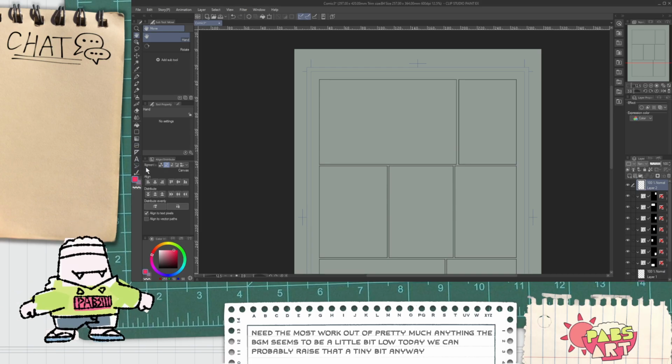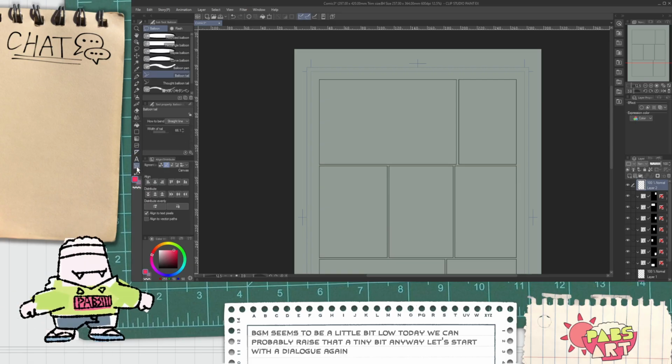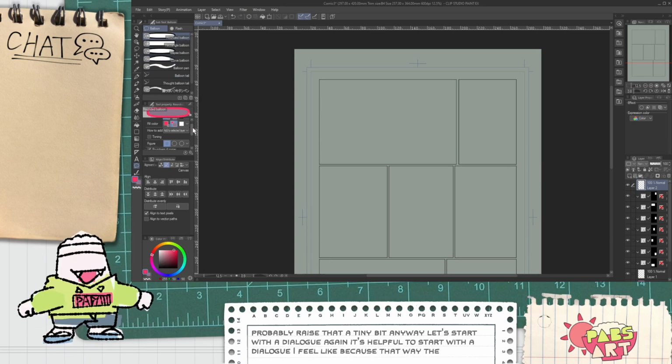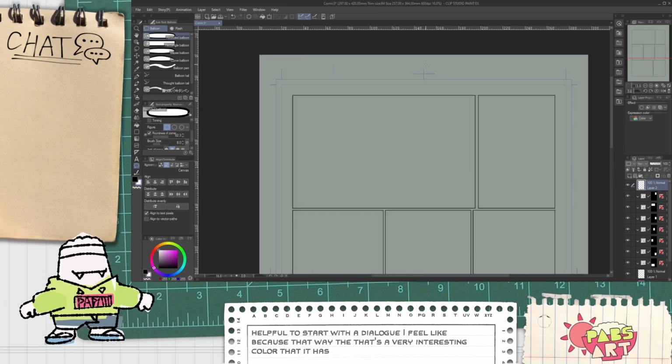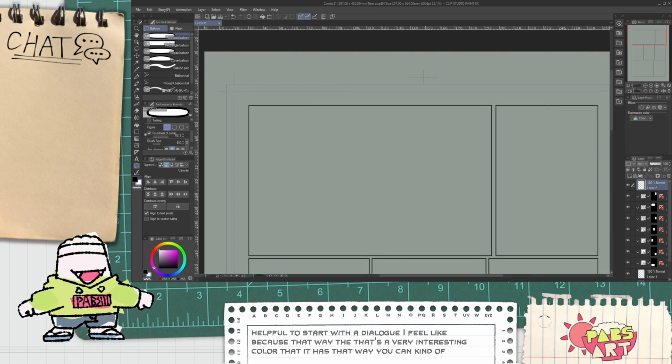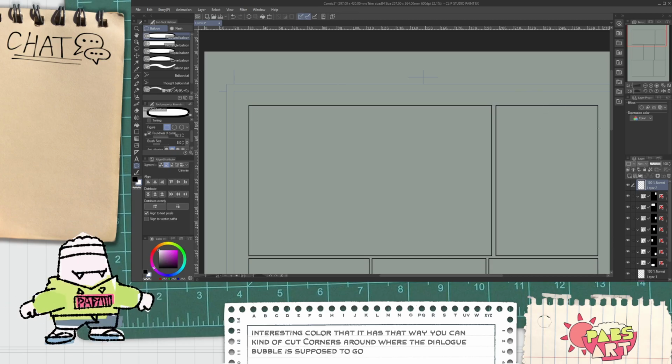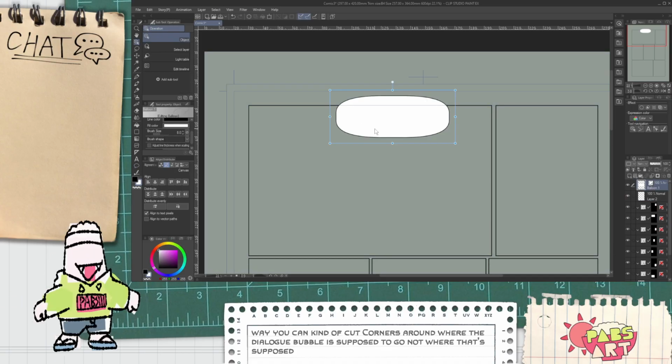Anyway, let's start with the dialogue. Again, it's helpful to start with the dialogue, because that way you can cut corners around where the dialogue bubble is supposed to go. That's a very interesting color that it has. Not where that's supposed to go. There we go.